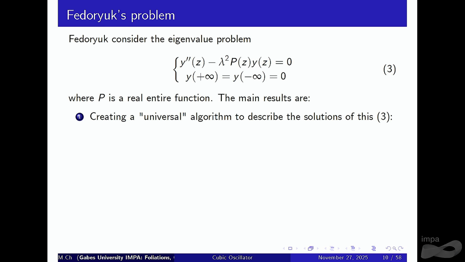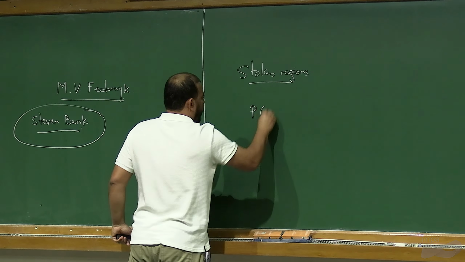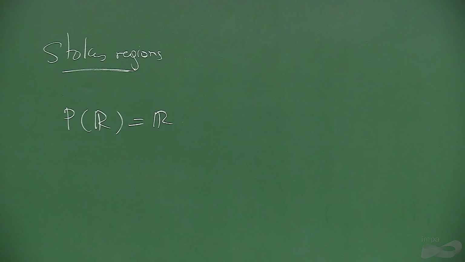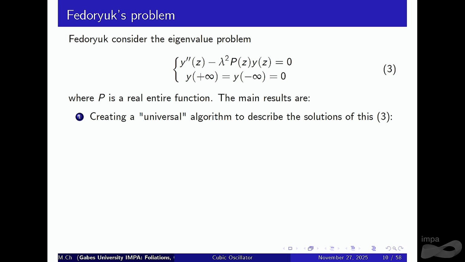So Fedoruk considered this eigenvalue problem when P is a real entire function. That means we fix the real plane, P: R → R, a real entire function, with boundary condition at plus and minus infinity. And Fedoruk created a universal algorithm to describe the solution to this problem.